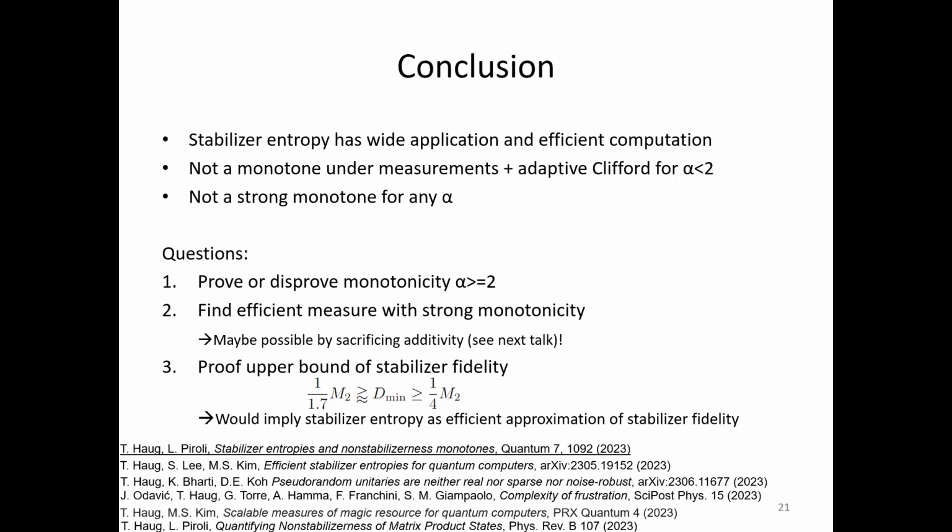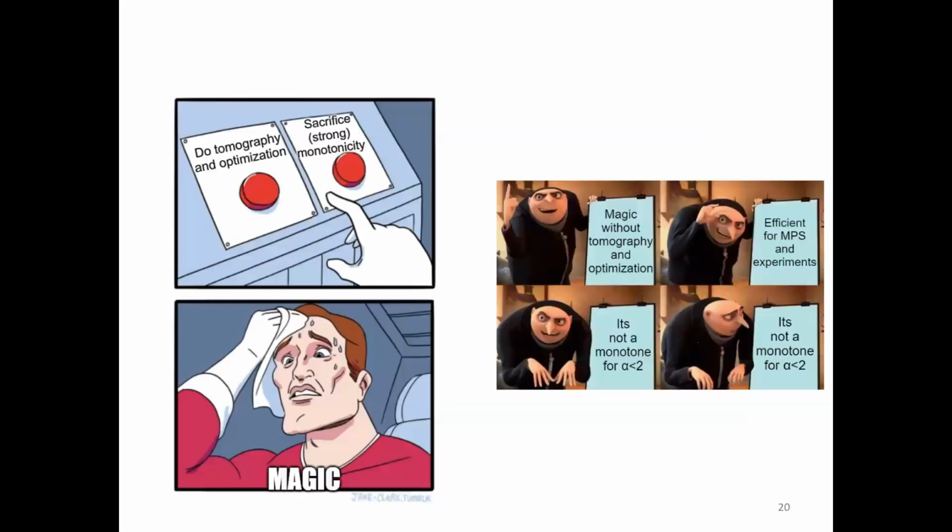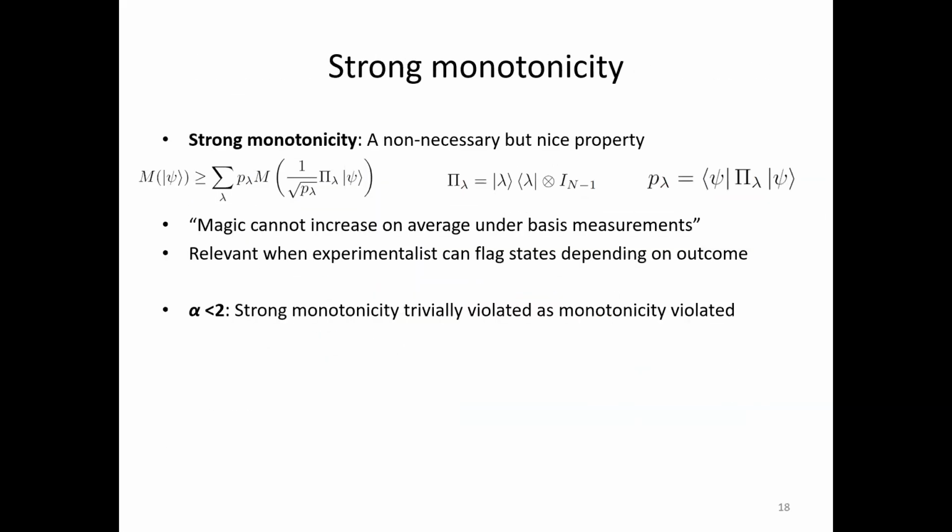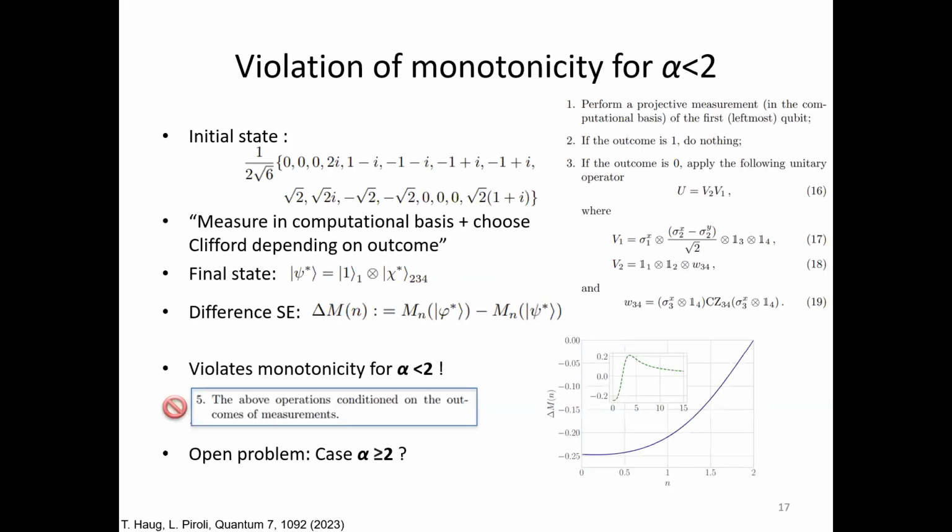On the violation of the monotonicity with alpha less than 2, how did you find your counterexample? I have no intuition on this complicated state. What property does this state have? So you mean this state here for alpha smaller than 2, this initial state? Yeah. Honestly, I don't have a good intuition either.